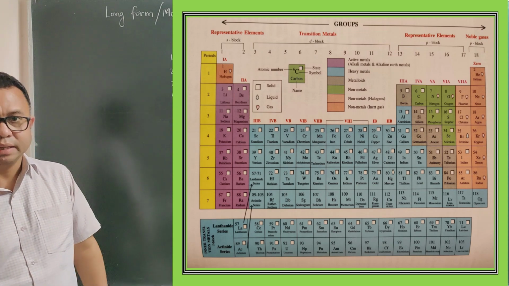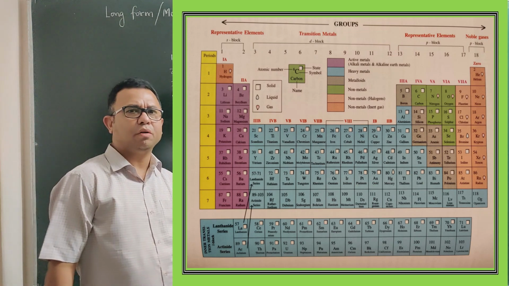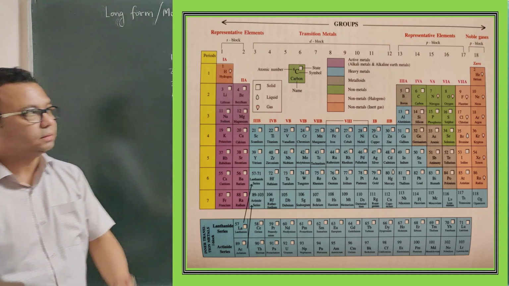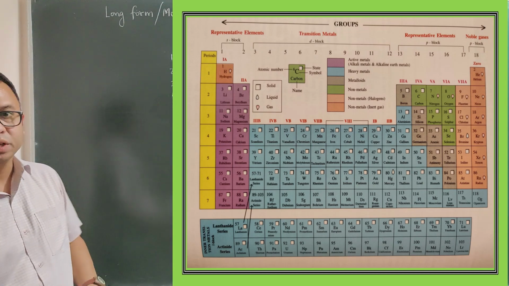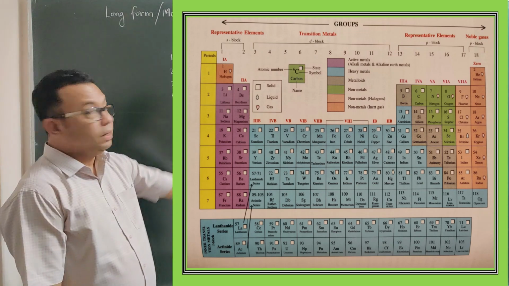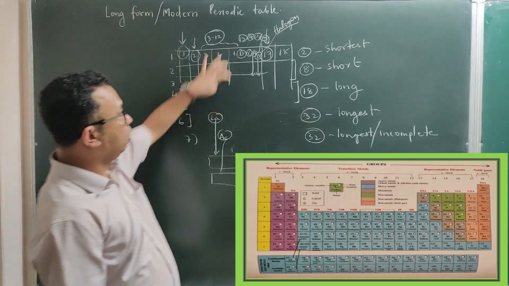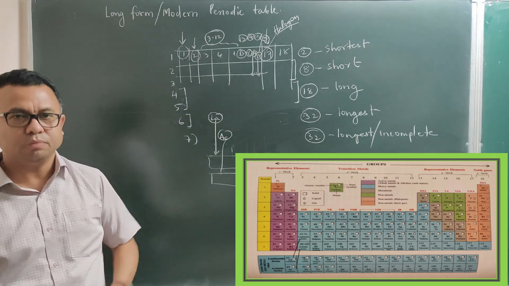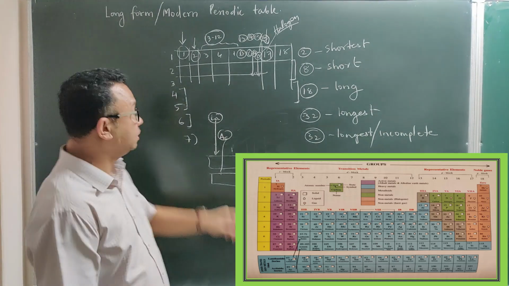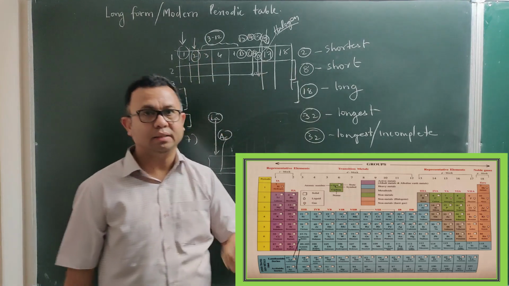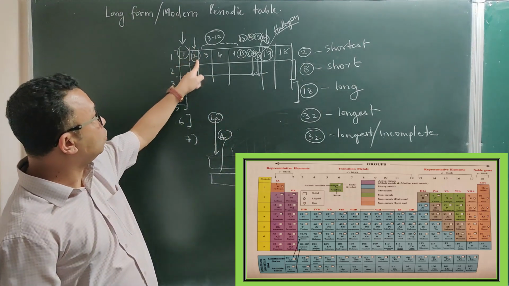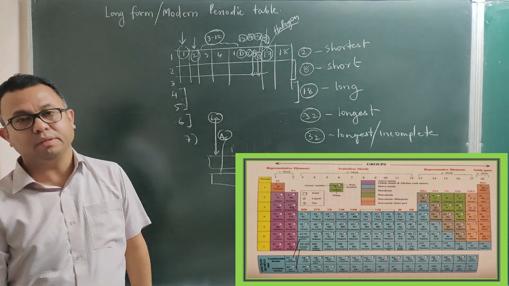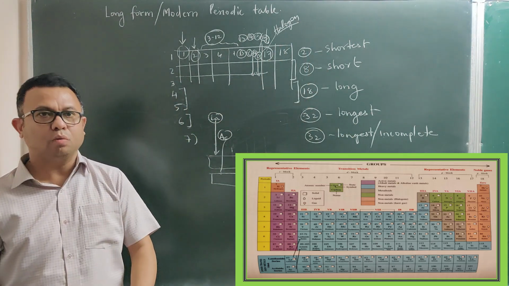Now, what we will discuss here is a very brief description about different groups and periods, and after that we are going to start with the property variation in groups and periods. Alright, now here we go. We had altogether 18 vertical lines, and these 18 vertical lines are what we call groups. According to the new IUPAC system, they are recognized as group 1, group 2, group 3, group 4, 5, 6, 7, 8, 9, 10, 11, 12, 13, 14, 15, 16, 17, 18.